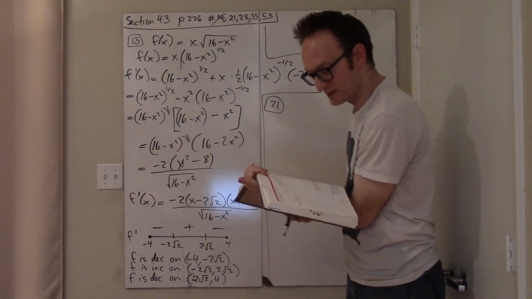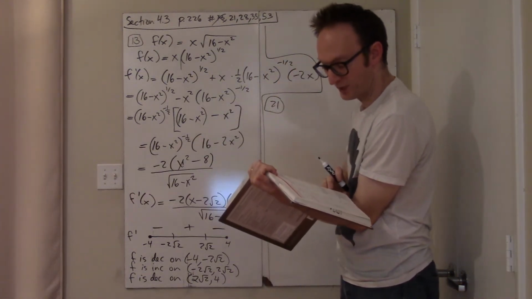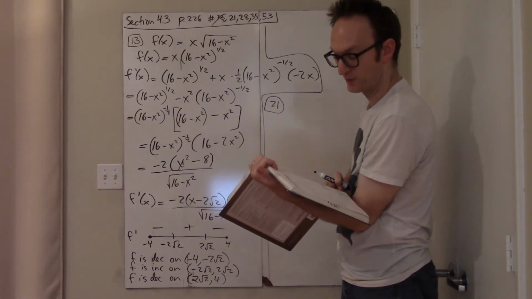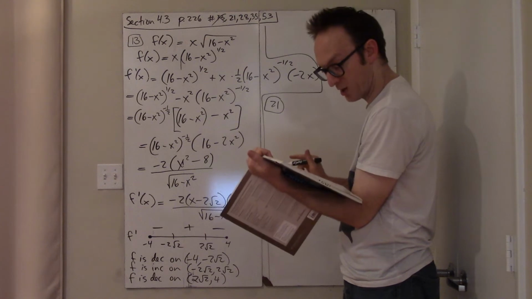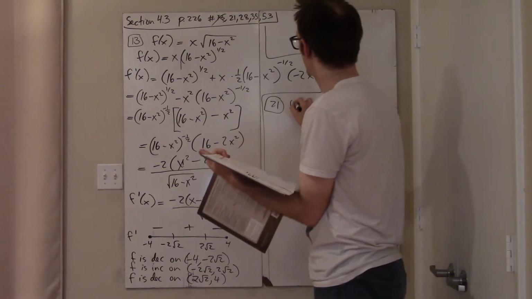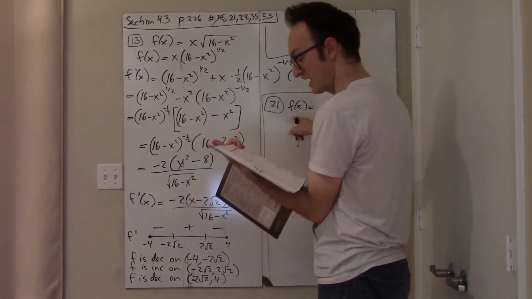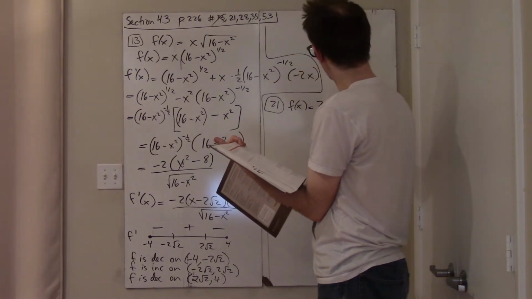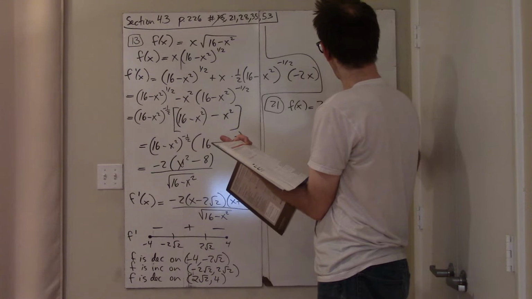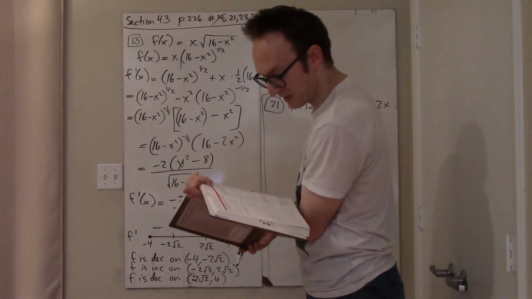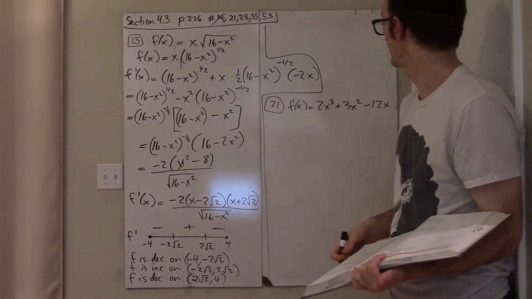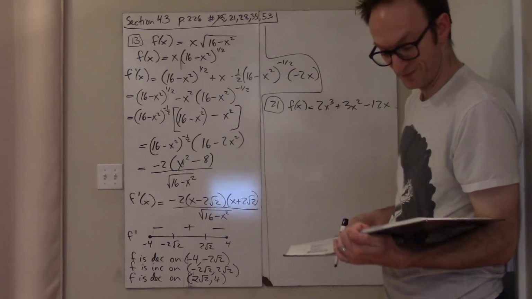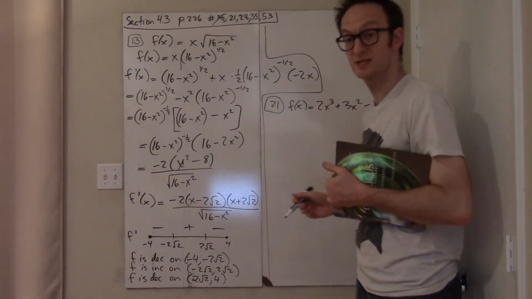What does 21 say? The directions are find the critical numbers, find the open intervals on which the function is increasing or decreasing, locate all relative extrema, etc. Okay, let's go. This function is f of x equals 2x cubed plus 3x squared minus 12x. Okay, so nice little polynomial. So the algebra should be pretty straightforward. Directions 1. Find the critical numbers. Okay, so we need to take the derivative.